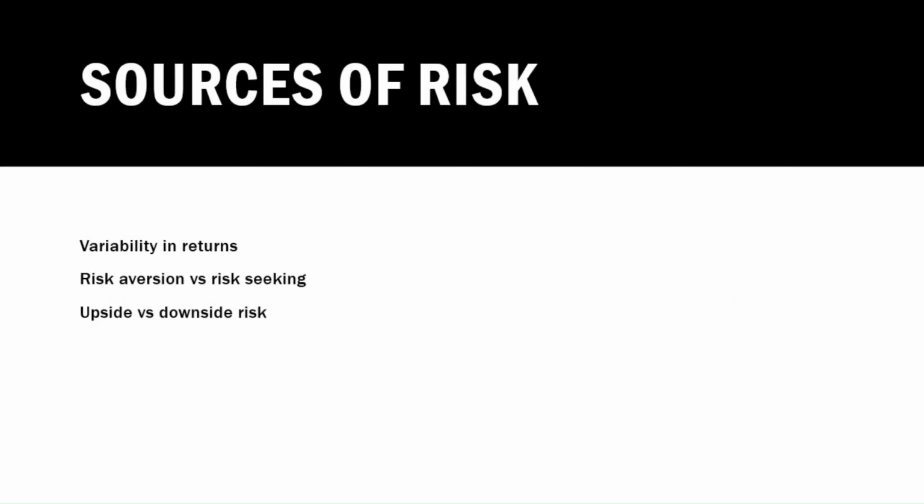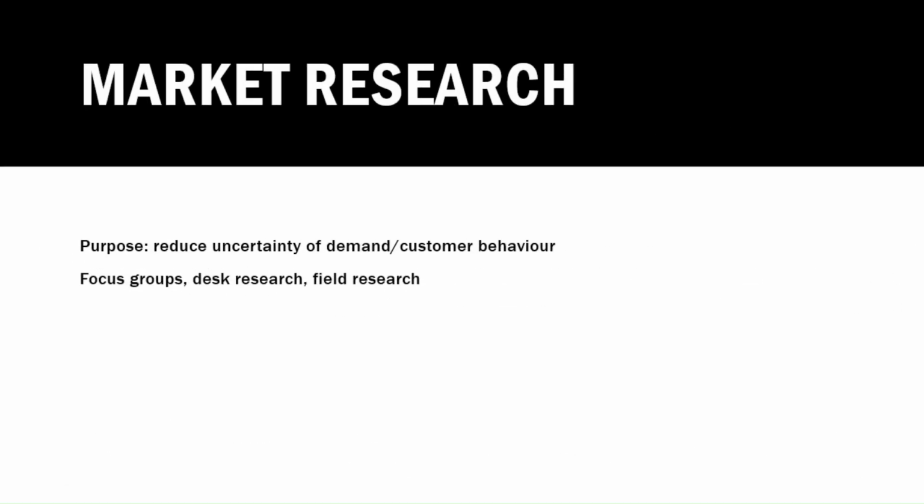Where does risk come from? It comes from variability in returns, from whether managers are risk-seeking or risk-averse, and from the balance between upside potential and downside losses. Recognizing the source of risk is the first step in managing it. One way to reduce uncertainty is through research. Research can be focus groups, desk research, or field research.